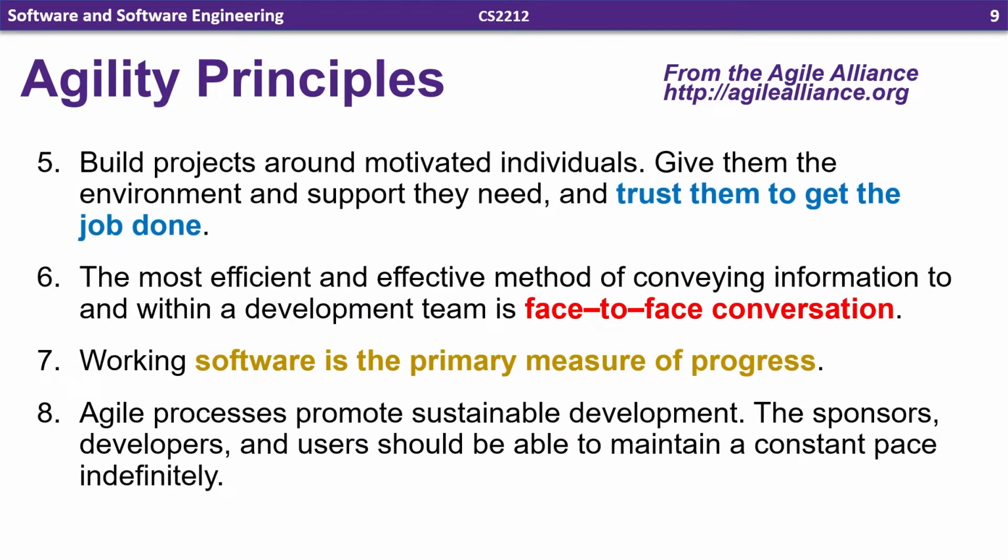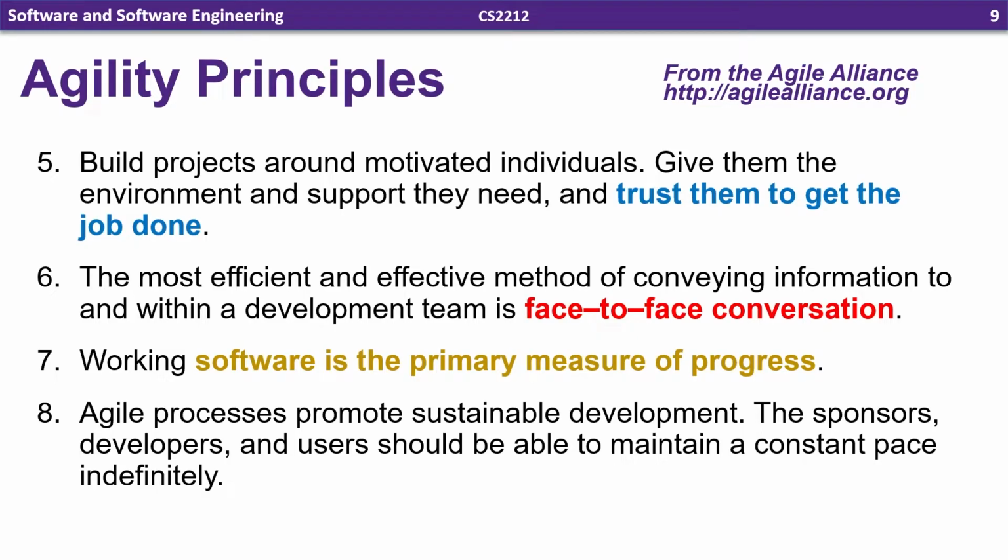Number 5, we want to build projects around motivated individuals and give them the environment and the support they need and trust them to get the job done. The big thing here is trust them to get the job done. We don't want management that micromanages. Instead, we want developers to have the ability to identify the tasks they need to work on and get that done without a big overhead, like too-long meetings, or not being able to work on the things they think are important. You have to trust your development team to know what they're doing and to get that work done on time.